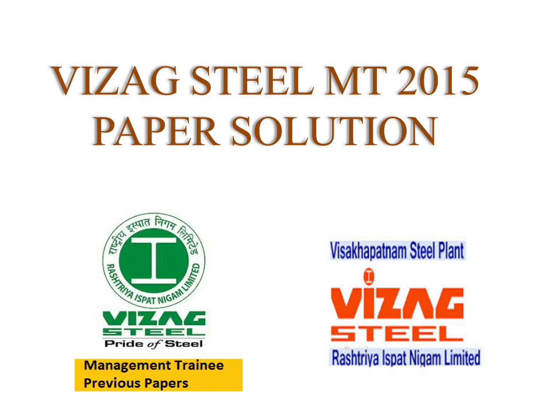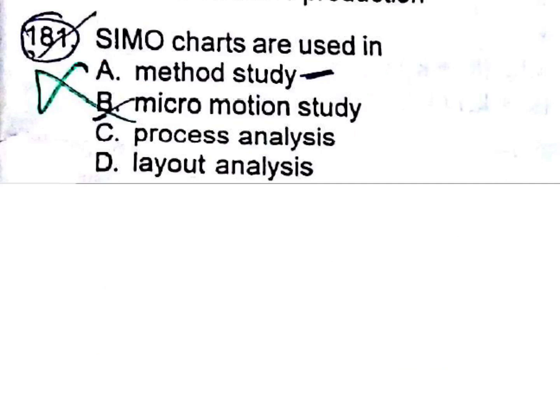In this video I will cover the Vizag Steel Management Training 2015 paper solution. This is part 11, the technical paper. Question: SIMO charts are used in A. Method study, B. Micro motion study, C. Process analysis, D. Layout analysis. It's method study. The answer is method study.